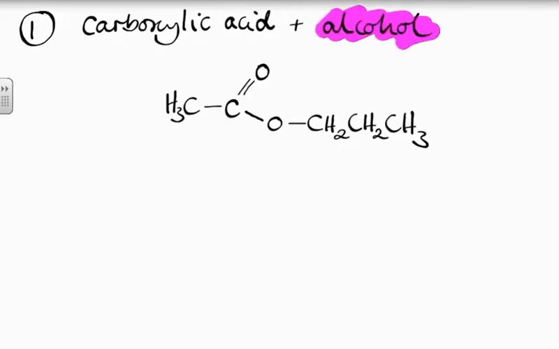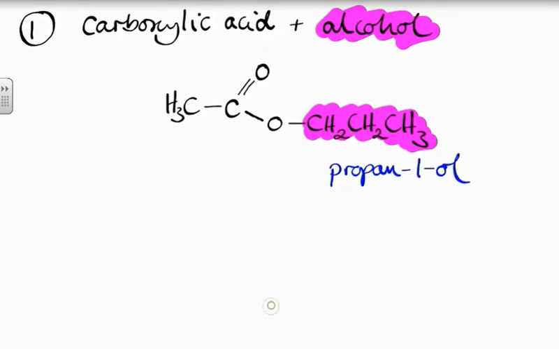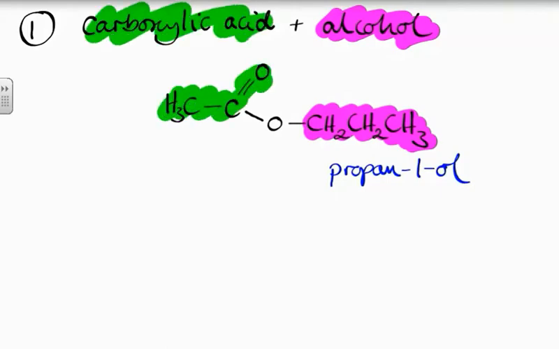We're going to have a look at some different ways to make an ester. The first way is from a carboxylic acid and an alcohol, probably the way that you're most familiar with. So again, we're making propyl ethanoate on each occasion here. That's the alcohol that we'd need, so that would be propan-1-ol. The carboxylic acid we can see there in green has 2 carbons, so that's ethanoic acid.